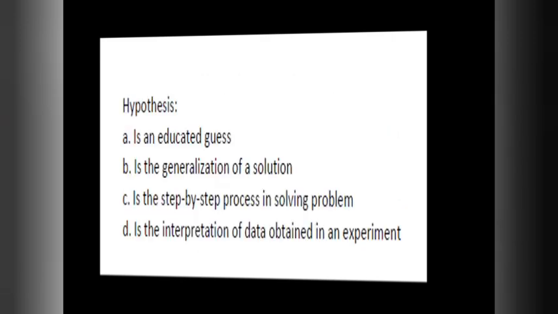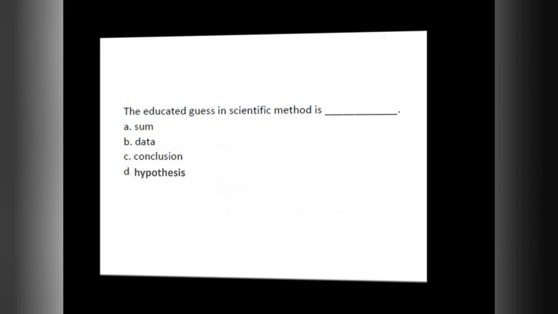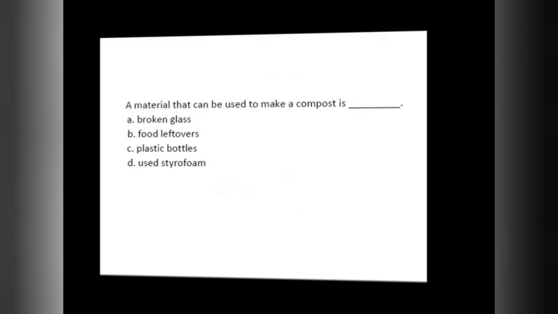For example, this one is not a correct way of making a multiple choice type of test because it has no stem. The only stem it has is the word hypothesis. To revise it, we can have it like this. This is the stem: The educated guess in scientific method is blank. That's the stem of the multiple choice quiz. And the options are the four. So this is an easy question because it only requires students to remember concepts.